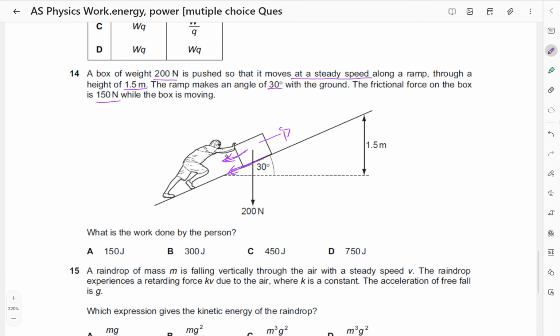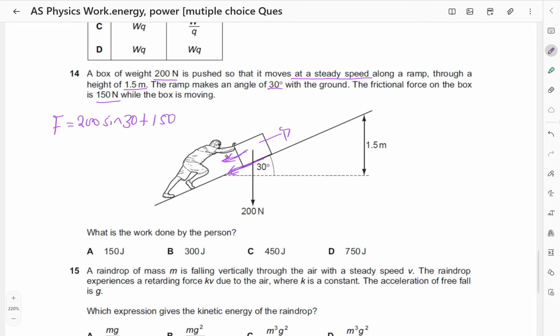So what is the total force here? The total force is going to be the component of the weight down the slope, which is the weight times sine theta. So it is 200 sine of 30 plus, remember, there's also friction, which is being overcome by the man pushing the box upwards. So this will be plus 150. So that is the total force.